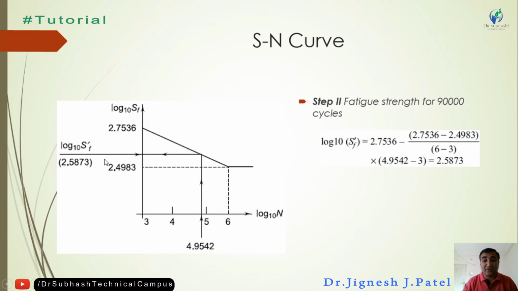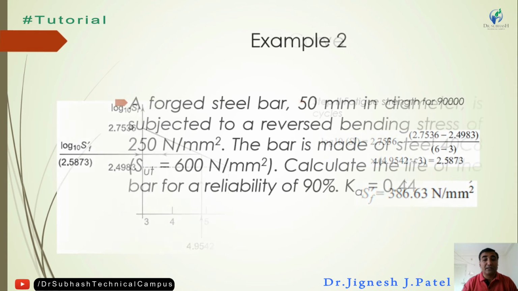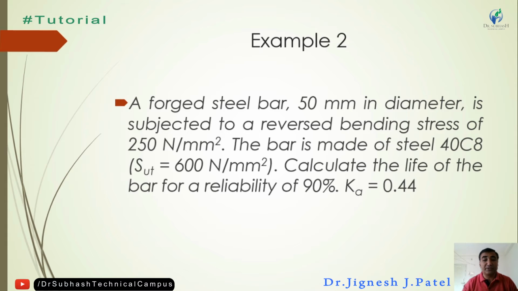Now find out the corresponding value of SF. So SF is the antilog of this 2.5873. The value of stress is 386.63 Newton per mm square. So the fatigue strength corresponding to 90,000 cycles is 386.63 Newton per mm square. Okay.